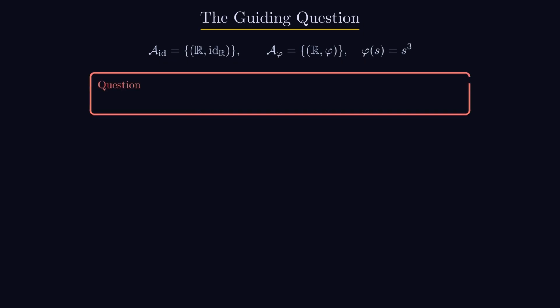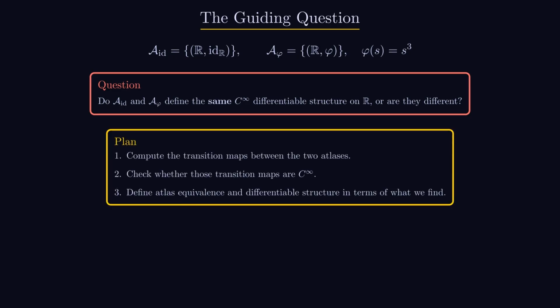The two atlases are AID, whose single chart is the identity map on R, and A phi, whose single chart is phi of S equals S cubed. Both are valid C-infinity atlases on R as established in Part 1. The question is whether these two atlases define the same C-infinity differentiable structure on R, or whether they define distinct ones. The answer will come in 3 steps. First, we compute the transition maps between the two atlases, then we check whether those transition maps are C-infinity, and finally, we formalize what it means for two atlases to define the same structure.